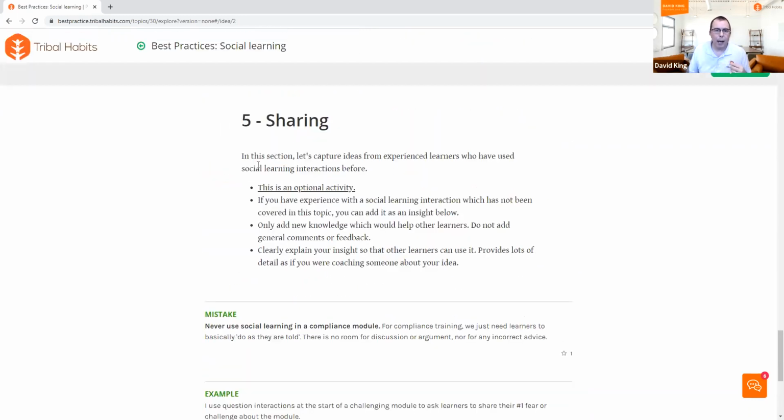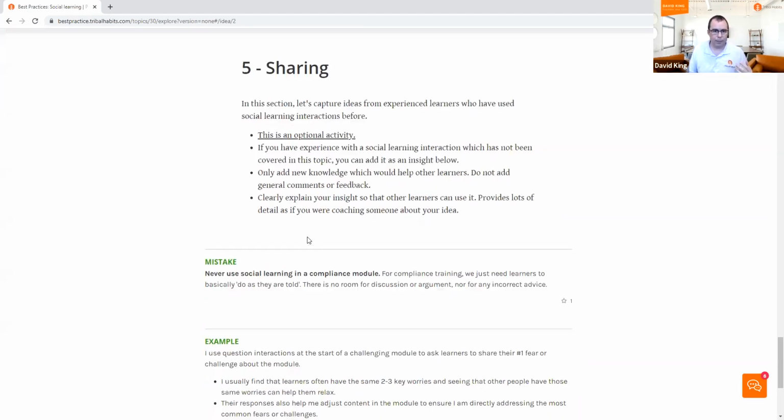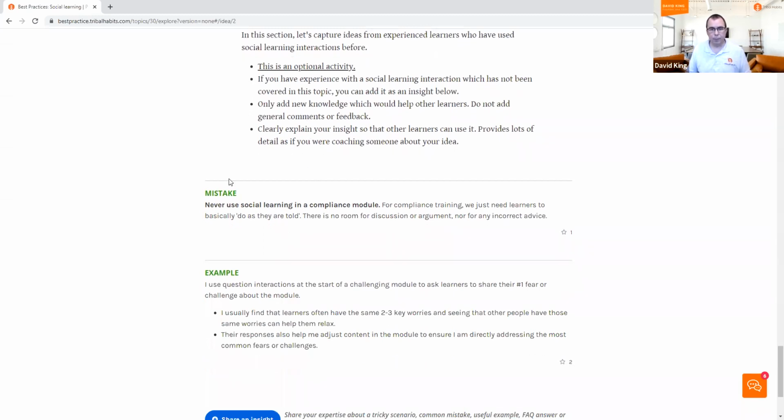Usually then we add some information at the top to direct them. It's an optional activity, not everyone should do it, only add it if it's new information. Add knowledge in the level of detail that would help other people, and check that it hasn't been added already. And then when learners get here, they know this is the section where all of my peers have been dropping in those bits of gold, those little bits of information that's worked for them.